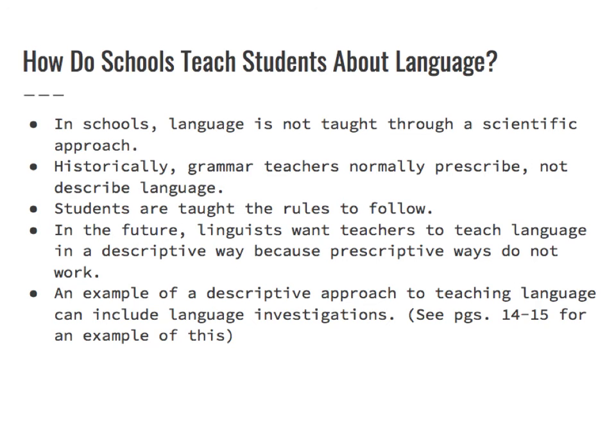How do schools teach students about language? In schools, language is not taught through a scientific approach. Historically, grammar teachers normally prescribe, not describe, language. Students are taught the rules to follow. In the future, linguists want teachers to teach language in a descriptive way because prescriptive ways do not work. An example of a descriptive approach to teaching language can include language investigations. Pages 14 to 15 of this article show an example of a language investigation.